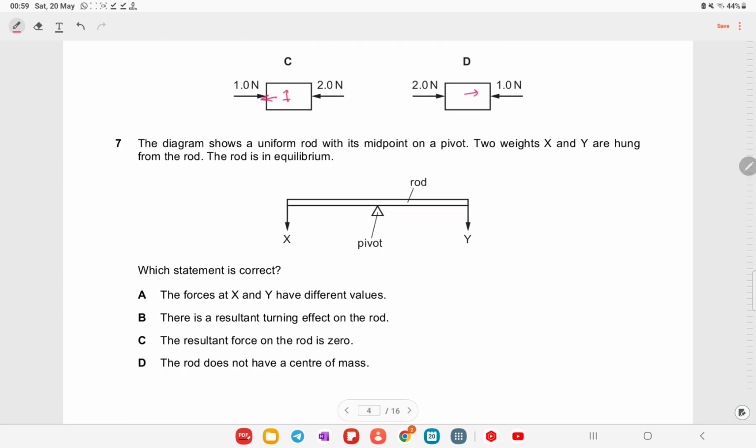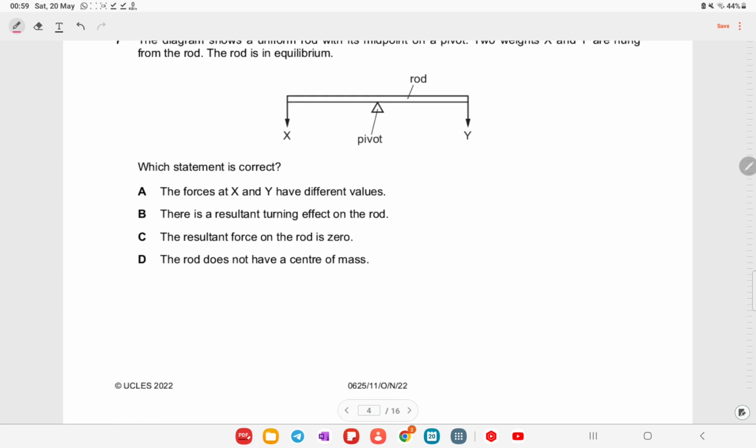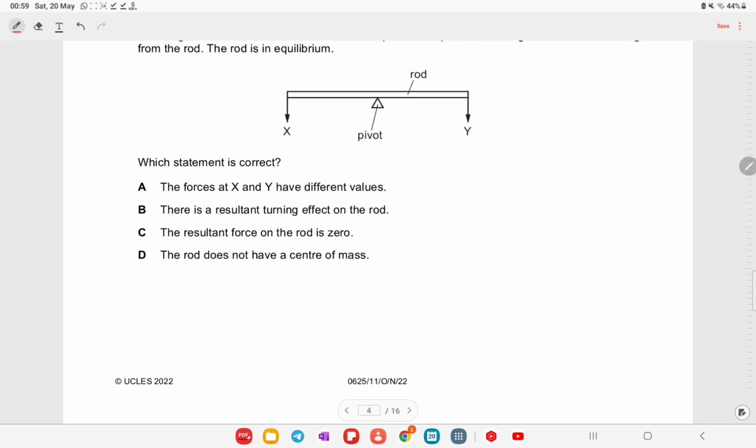The diagram shows a uniform rod with a midpoint on a pivot. The two weights x and y are hung from the rod. The rod is in equilibrium. Which statement is correct? The forces at x and y are different values.